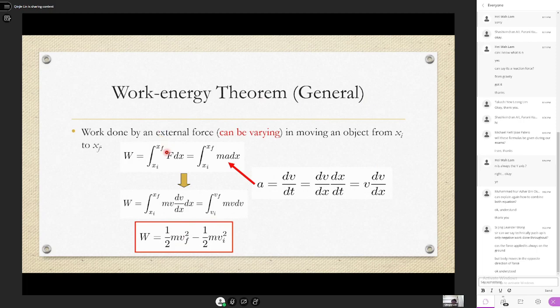Long story short, if you do that for a varying force, you do the integration and work it all the way through, in the end you will still find the same expression: work done equals final kinetic energy minus initial kinetic energy.